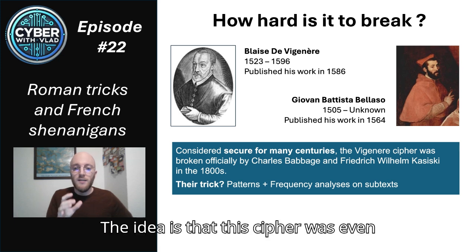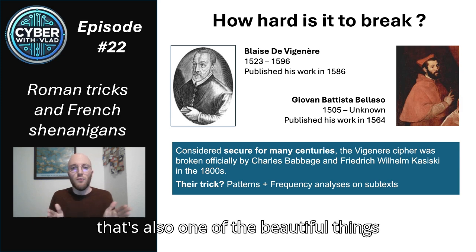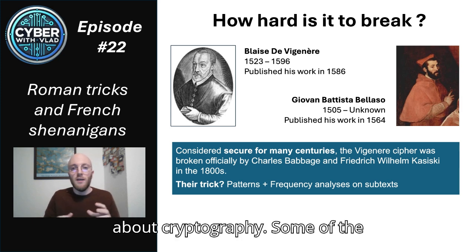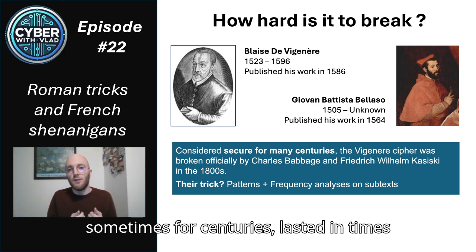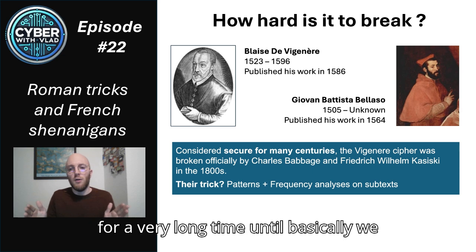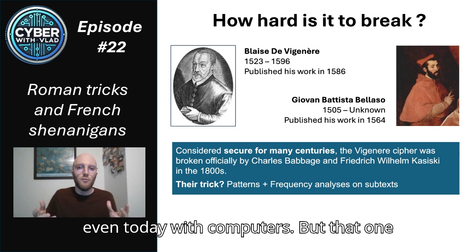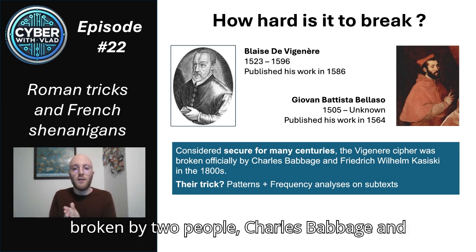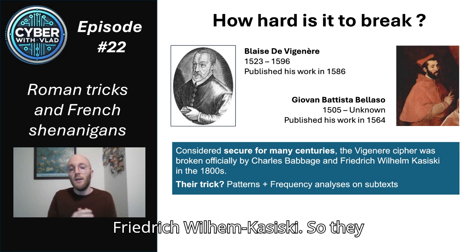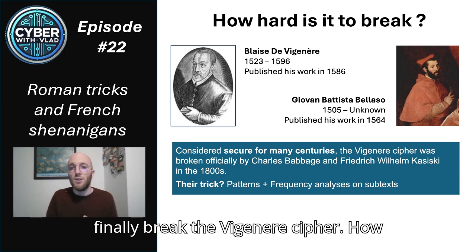The idea is that this cipher was even considered secure for many centuries. So that's also one of the beautiful things about cryptography. Some of the techniques that were invented, even sometimes for centuries, lasted for a very long time until basically we had some modern calculation methods, or even today with computers. But that one stayed secure for many centuries. It was broken by two people, Charles Babbage and Friedrich Wilhelm Kasiski. So they had to wait approximately 300 years to finally break the Vigenère Cipher.